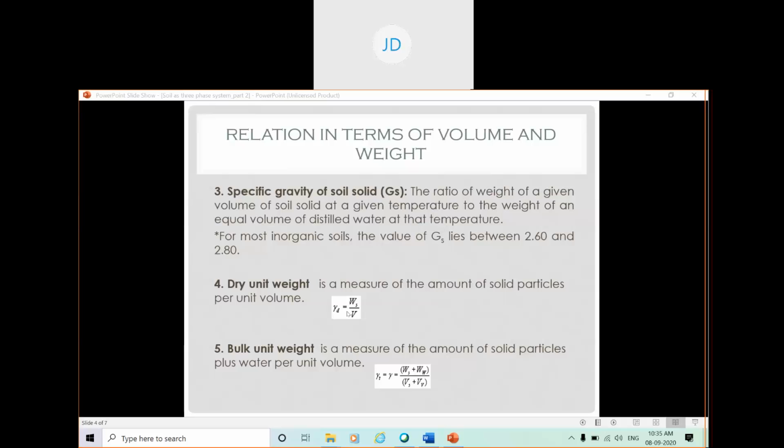Okay, fine. So dry unit weight is denoted by gamma d, with small d as a suffix. Small d represents dry. So gamma d is represented as Ws by capital V, weight of solid by total volume. I think it is very simple to understand.